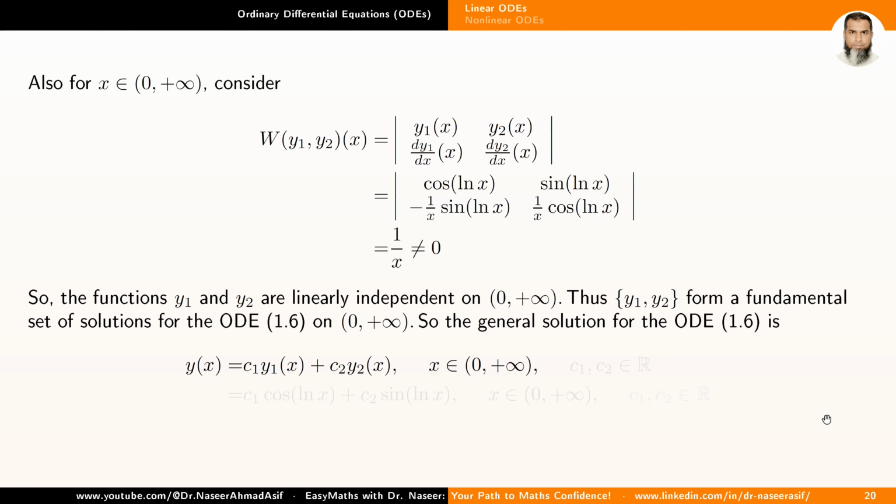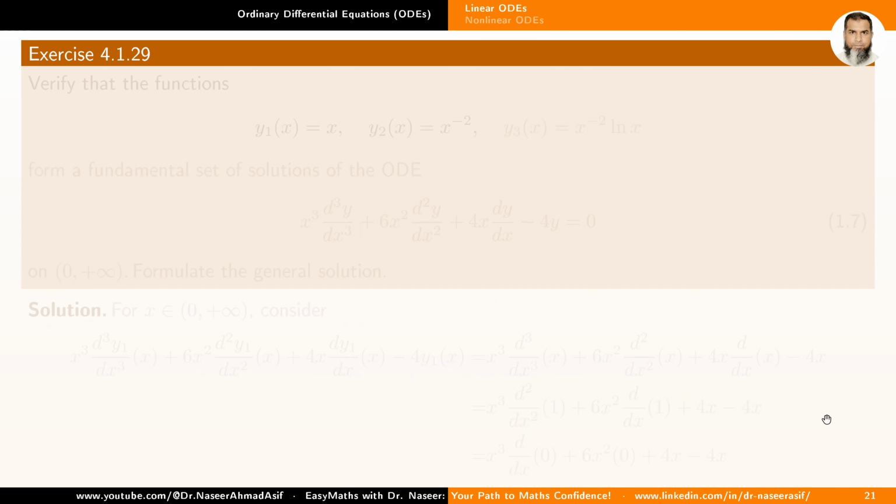So the general solution for the ODE 1.6 is y(x) equals c1 y1 of x plus c2 y2 of x, where x belongs to the open interval 0 to plus infinity, c1, c2 are arbitrary constants. So y(x) equals c1 cosine of log x plus c2 sine of log x, where x belongs to the open interval 0 to plus infinity, c1, c2 are arbitrary constants, which is the required general solution of the given second order linear ODE. We'll see another exercise.